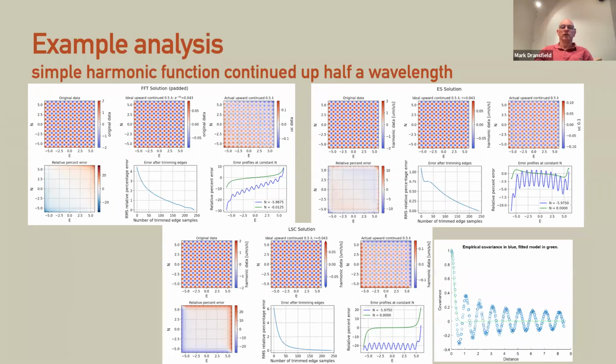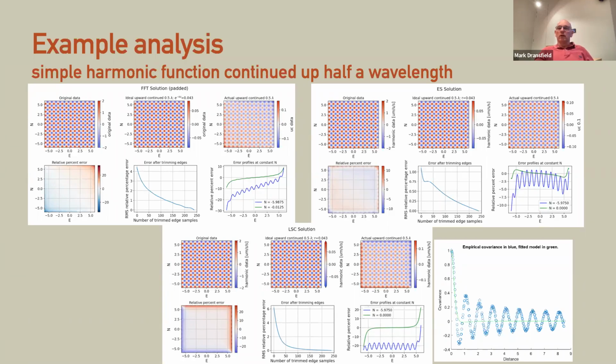Then at the bottom, we've got the least squares collocation, same ordering of the plots. So let's just go straight to the bottom line. The error after trimming the edges starts at 6, decays more quickly than the FFT method. It's kind of similar to the FFT method, not doing as well as the equivalent source. And the reason why is that a sinusoid model is not a great input for a stochastic covariance model prediction.